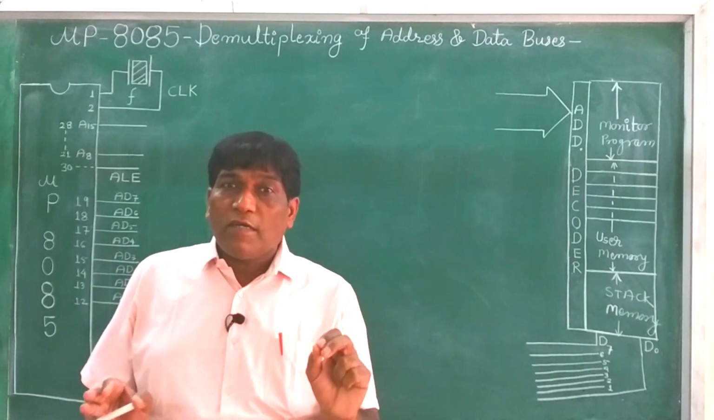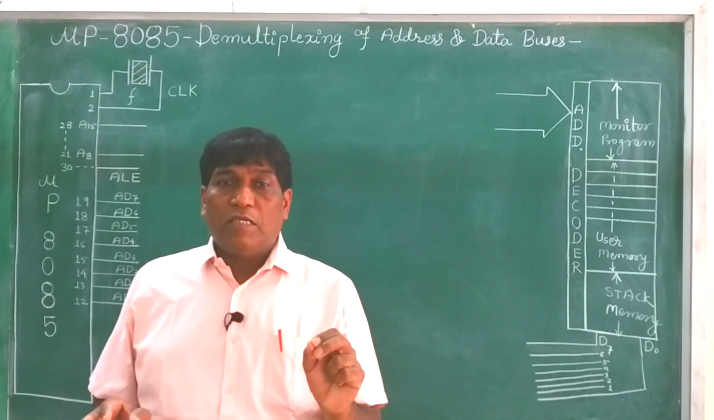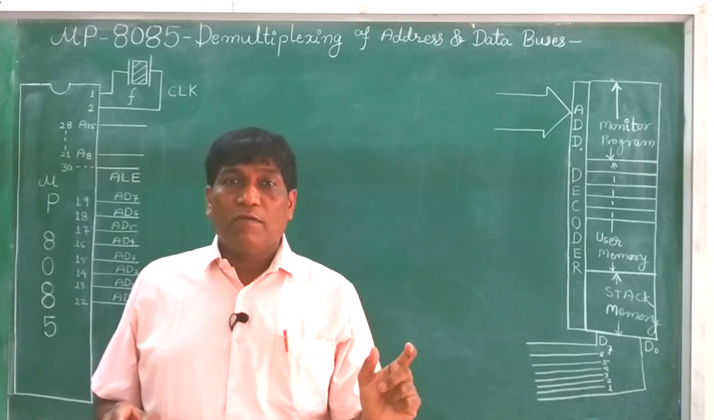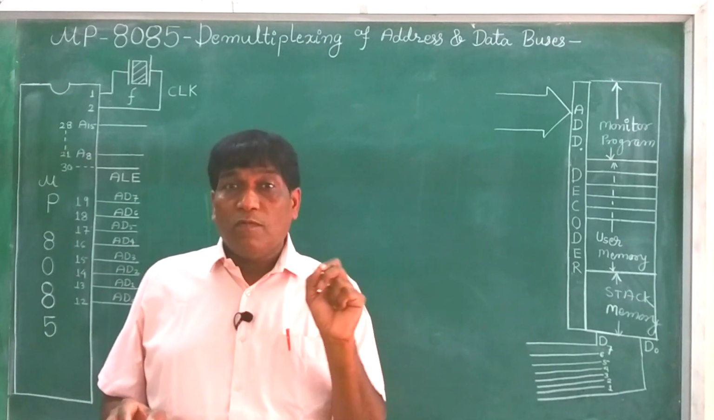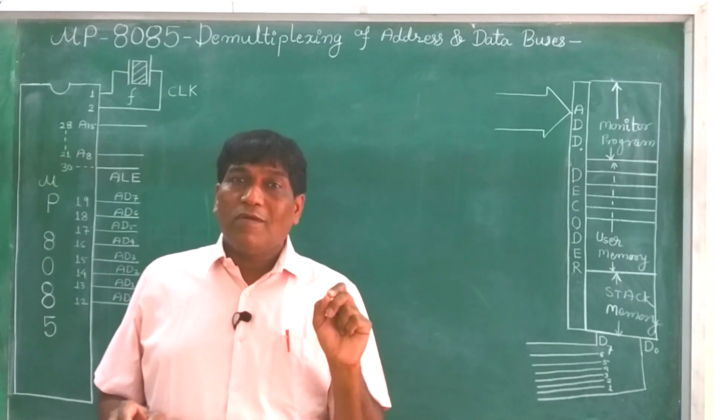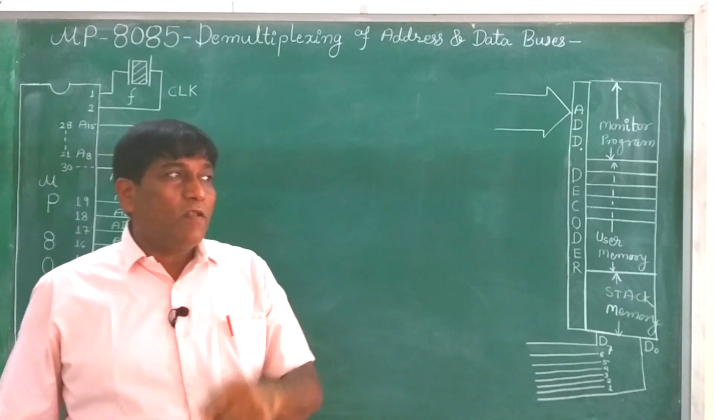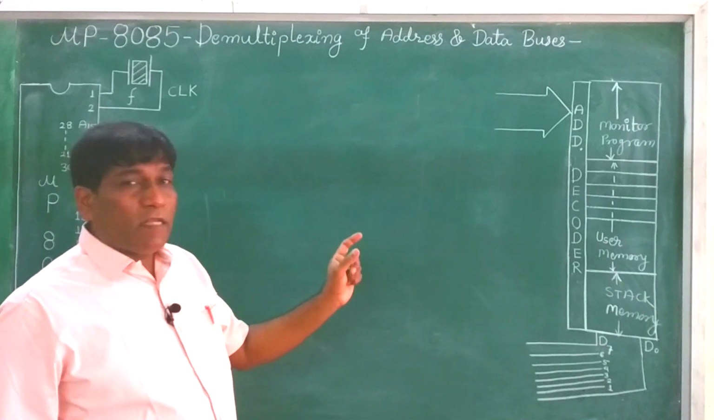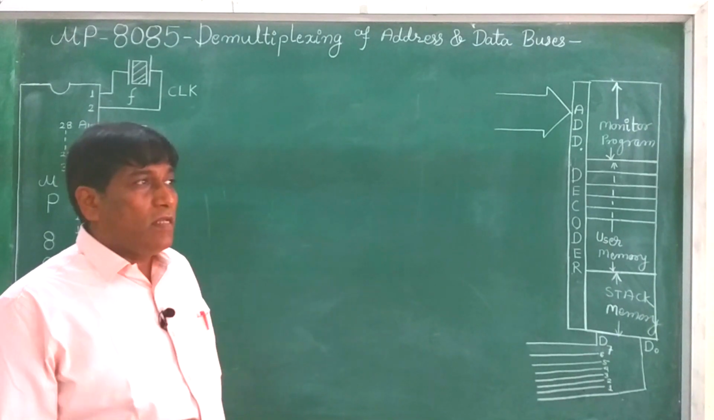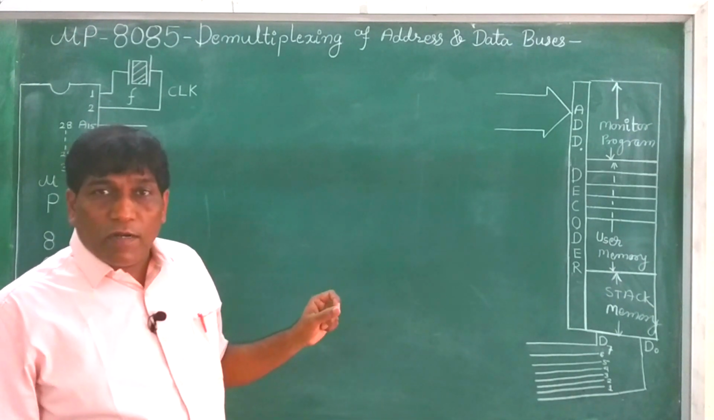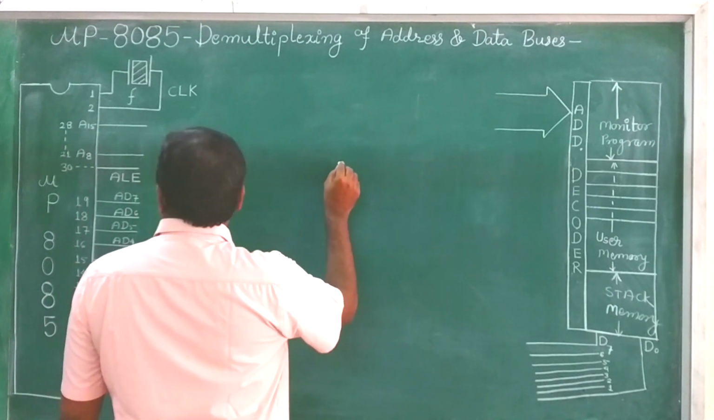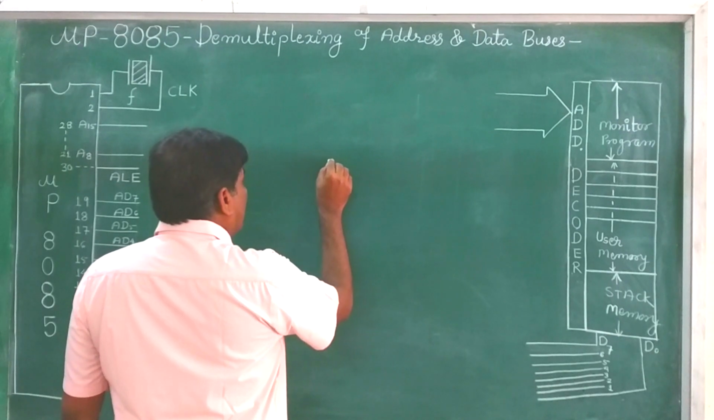Now first we have to understand what the latch is and which latch is used for separating out the address from the AD0 to AD7 buses. So first we will understand the latch which is to be used here in the microprocessor for separating out the lower order address bus, which is basically a D latch.